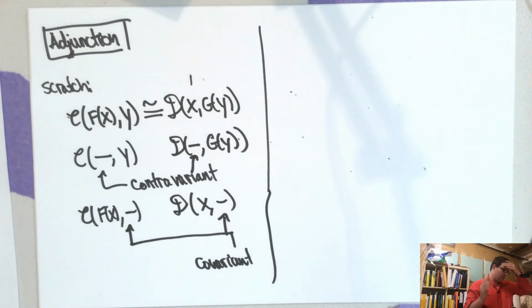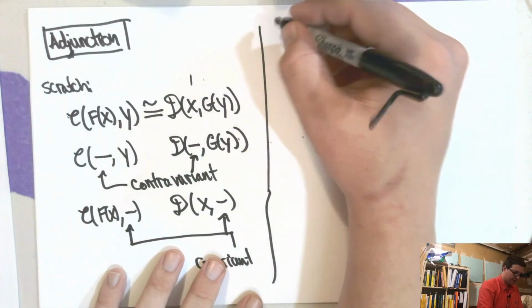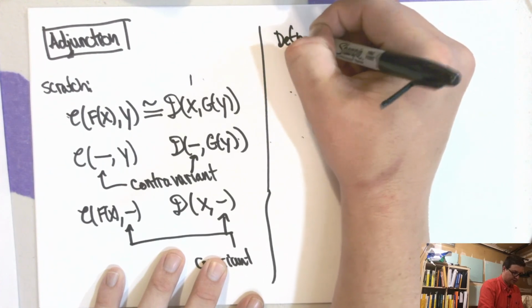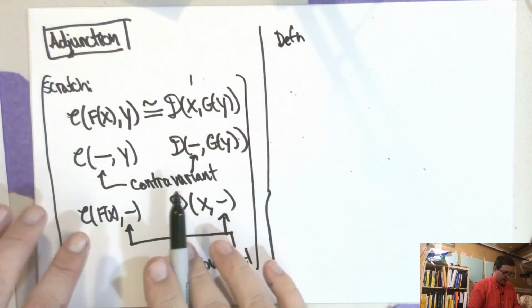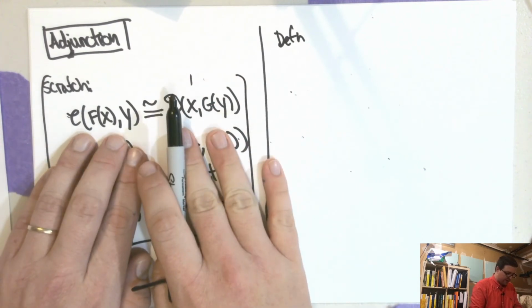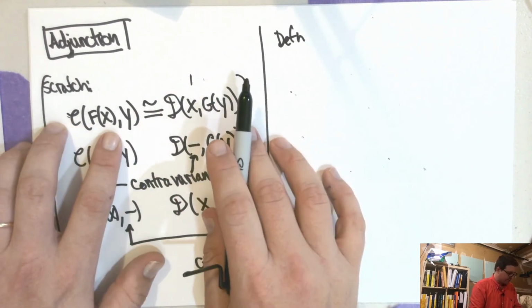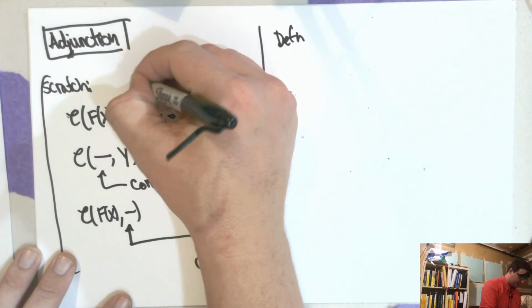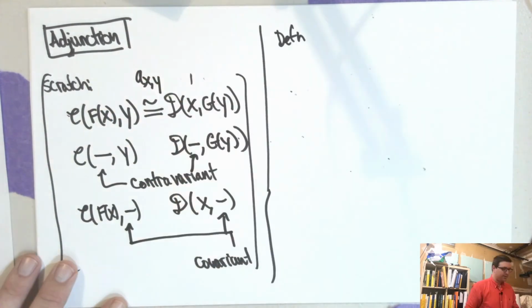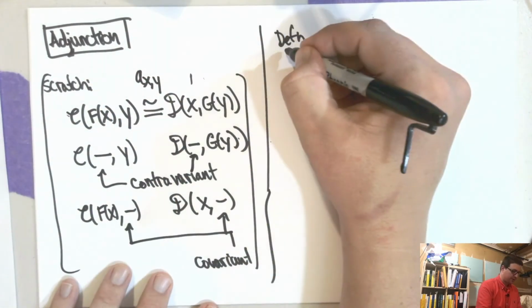Okay, so I think I know how this is going to go now. Both of these define functors. Now we can give a definition of the adjunction. That closes out the scratch work. We're going to have to make these things functors. There are two functors that we're going to write down, and then we're going to say in an adjunction, this a of xy is a natural transformation between those functors.